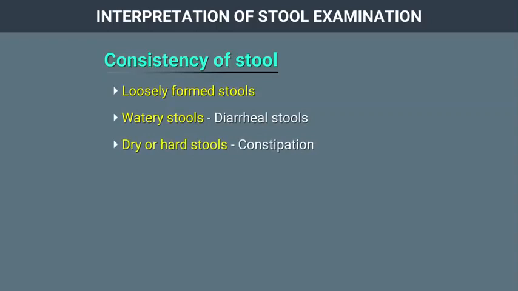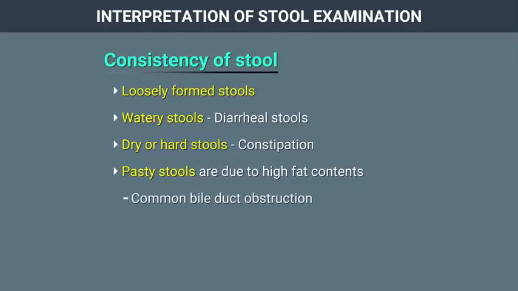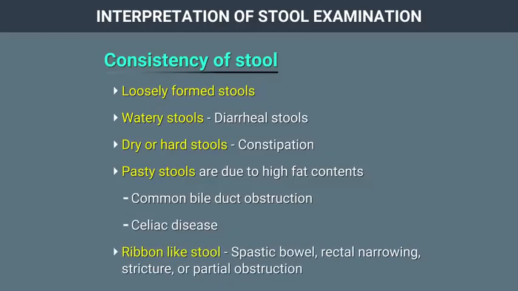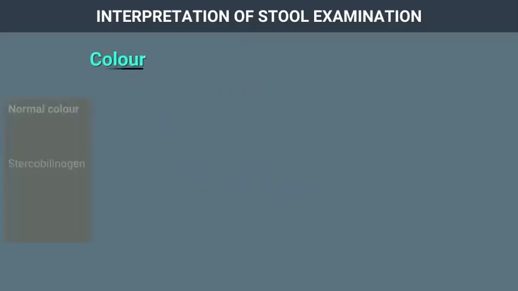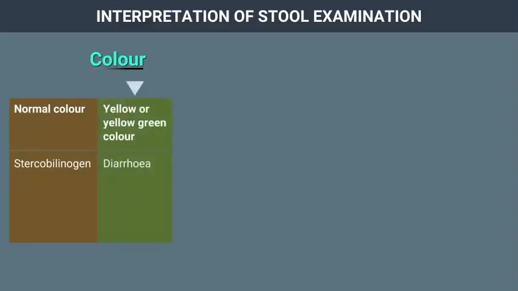as seen in constipation, pasty stools due to high fat contents and seen in common bile duct obstruction or celiac disease. Ribbon-like stools suggest the spastic bowel, rectal narrowing stricture or partial obstruction. Color. Normal color of the stool is due to presence of stercobilinogen or yellow-green color is seen in diarrhea.